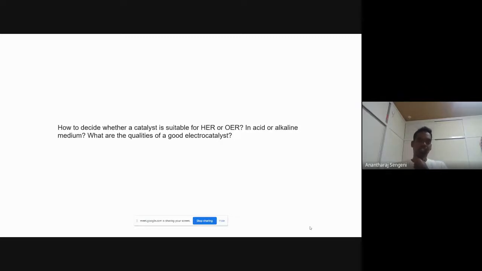And the main thing I always suggest people to do is that first do a quick literature survey whether the material you have in your hand is used for HER or OER, and if it is already used, how was its performance, and whether it was comparable to the state of the art, or can it be tuned structurally or electronically to make it the state of the art. These are the things which you usually do.